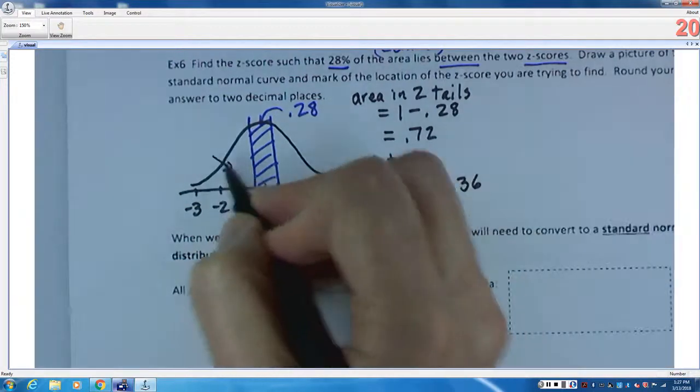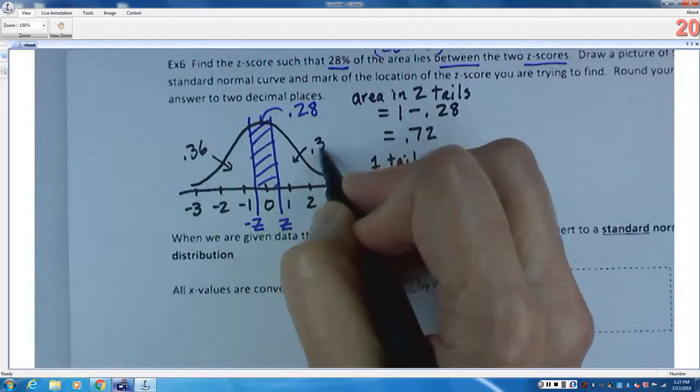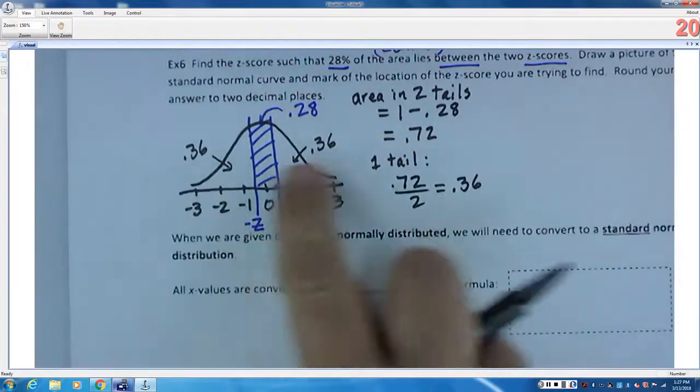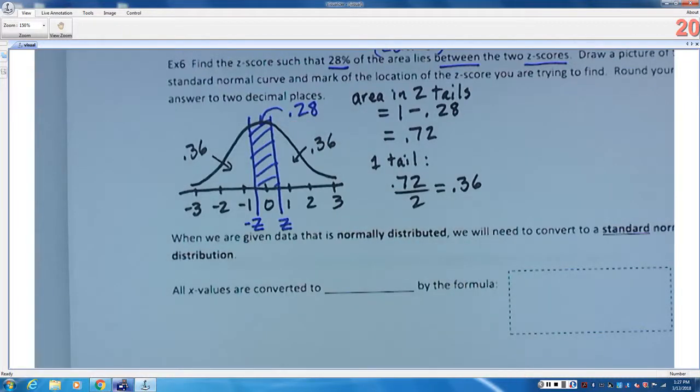So this should be 0.36, and this should be 0.36. And if you add up 0.36 plus 0.36 plus 0.28, you better get 100%, or 1. And you do, you get a 1. The whole area under the curve equals 1. So we can find negative z now.